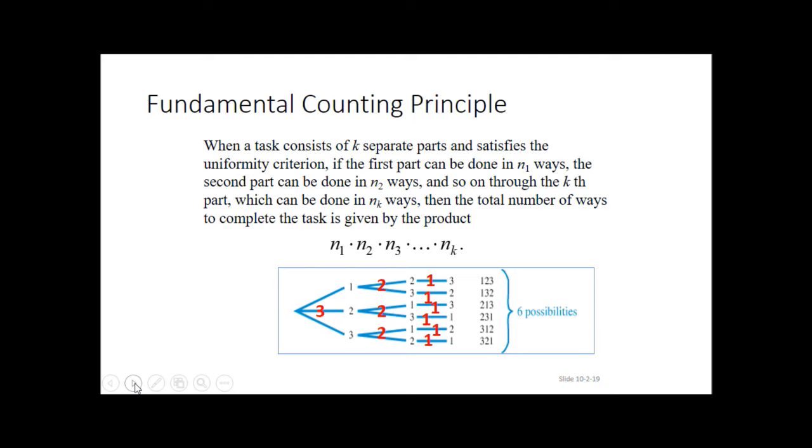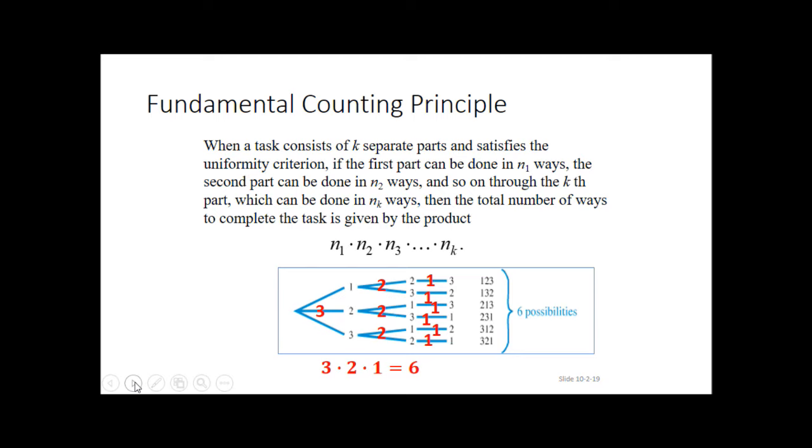There's no difference. It's not as if when a first digit was a 1, we had 2 options, but when the first digit was a 2, we only had 1. No, we always had the same number of options going from one part of a task to the next. So that's uniformity, and what uniformity is saying is that we can multiply 3 times 2 times 1 and get 6 possible outcomes, which is exactly what we observed in the tree diagram.